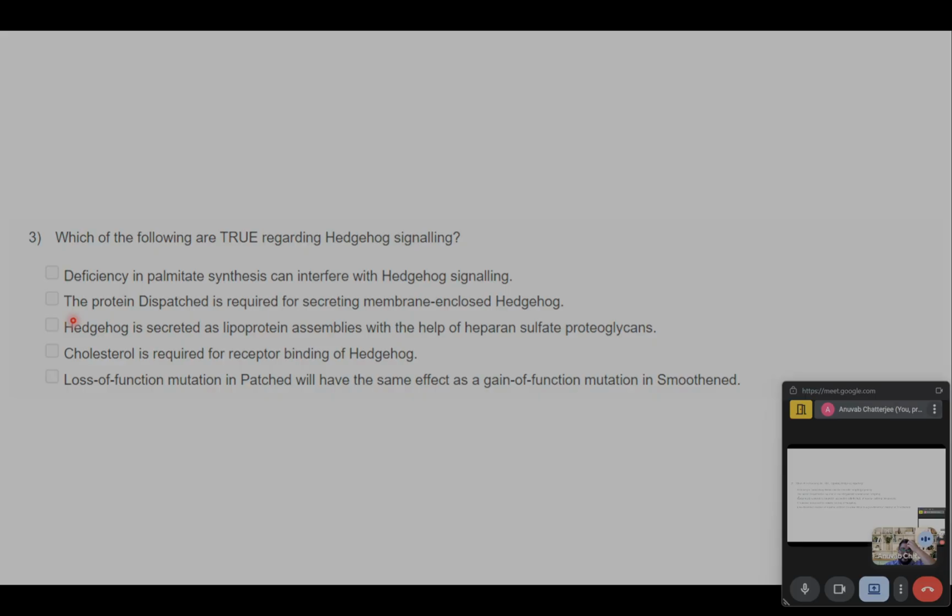Which of the following is true regarding the Hedgehog signaling pathway? The options are: deficiency in palmitate synthesis can interfere with Hedgehog signaling. The protein dispatched is required for secreting membrane-enclosed Hedgehog. Hedgehog is secreted as lipoprotein assemblies with the help of heparan sulfate proteoglycans. Cholesterol is required for receptor binding of Hedgehog, and loss of function mutation in patched will have the same effect as the gain of function mutation in smoothened.